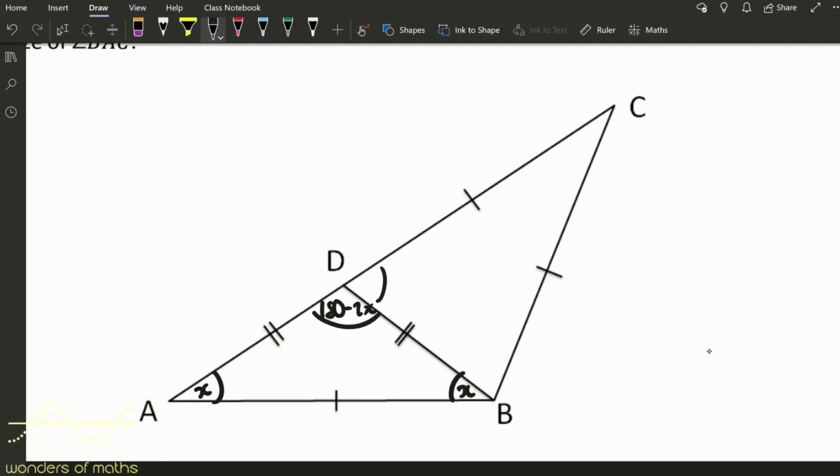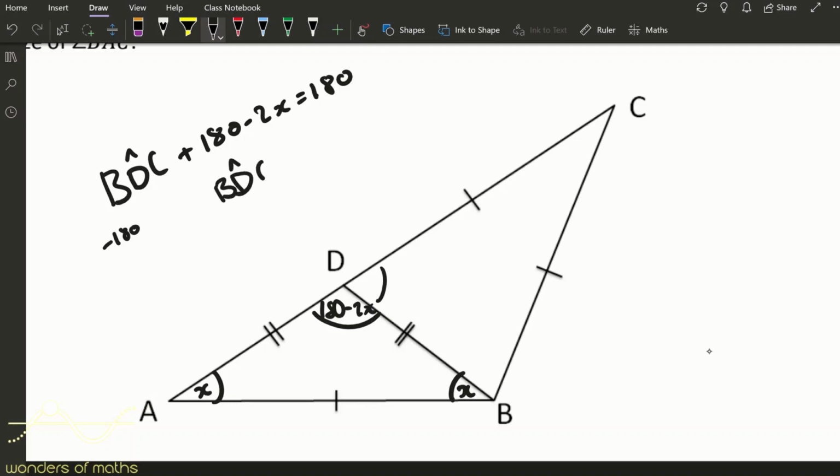So we can write that angle BDC plus 180 minus 2x equals 180. From here, we can minus 180 from both sides, giving us angle BDC minus 2x equals 0. From here, we can add 2x to both sides, which tells us that the angle BDC is 2x.